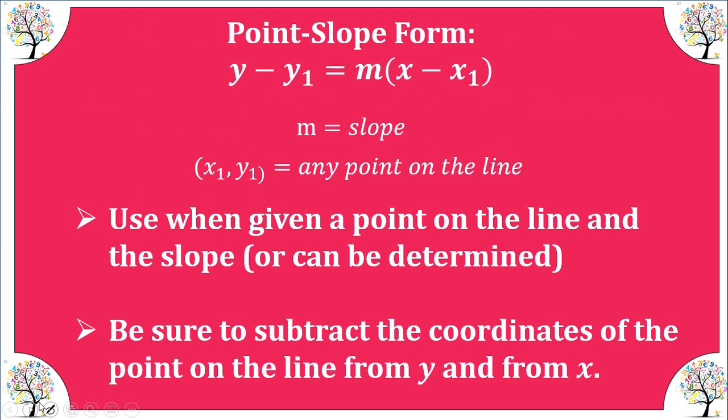Now let's look at point-slope form. Point-slope form is when we have one point and we can identify the slope. This is useful if you're given 2 points and one of those points is not the y-intercept. We can put it in point-slope and then manipulate it to slope-intercept form.